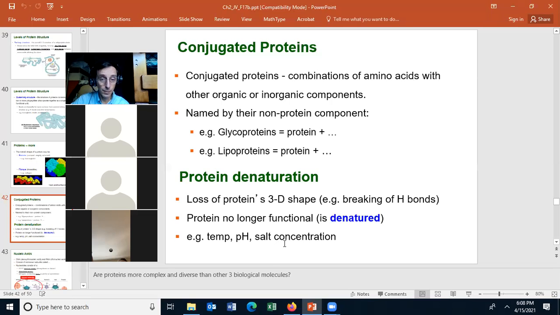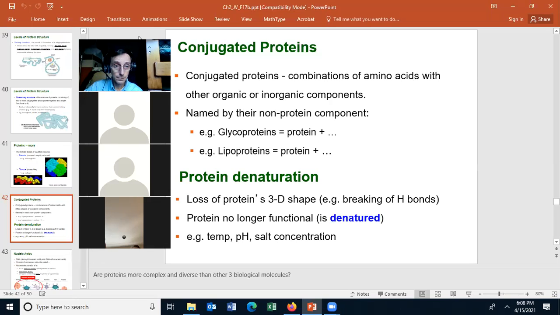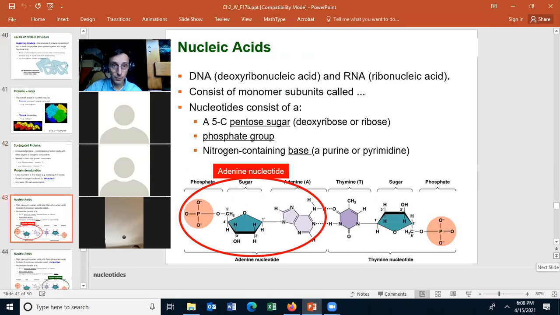All right, any question about any of that? Any question about proteins in general? If not, we're moving on to the next and our final of the biological molecules, nucleic acids.